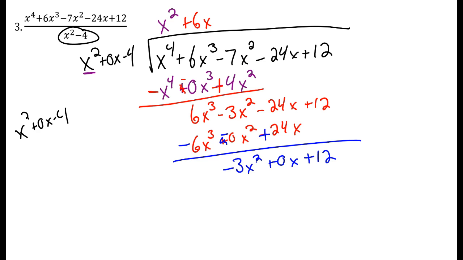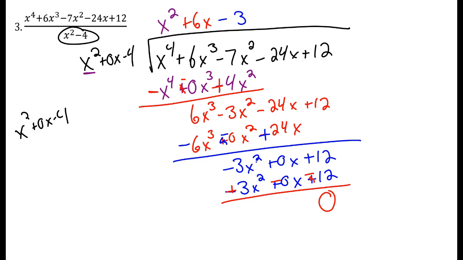Now we restart the algorithm. What times x squared gives me minus 3x squared? Minus 3. Multiply through, minus 3x squared plus 0x plus 12. This looks good because when I change everyone's sign to subtract, 0, 0, 0, we have a remainder of 0. So this quotient is x squared plus 6x minus 3. The key thing to take away from this problem is you need that placeholder of 0. You need your placeholders here. Otherwise, things won't line up nicely.